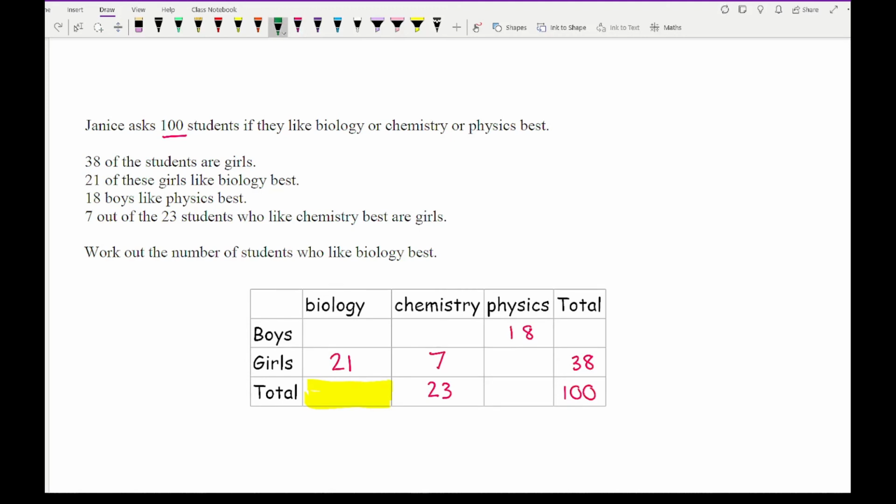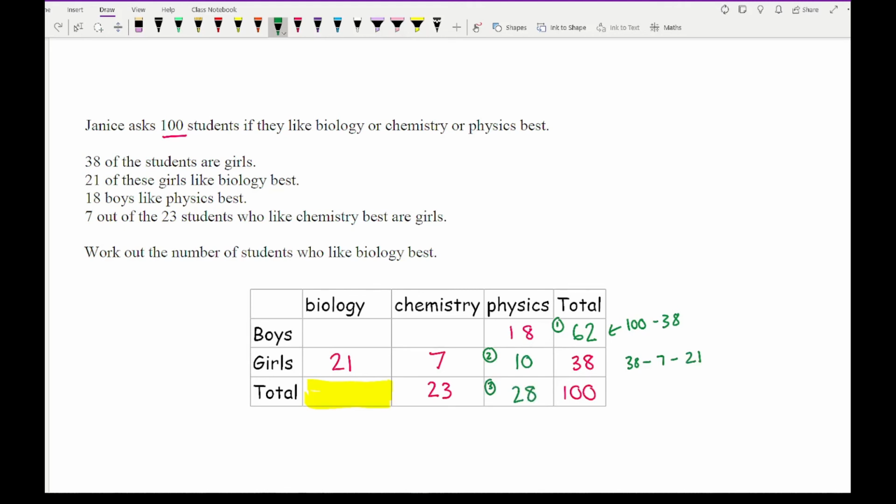So what we're now going to do is fill in the numbers that we know. I can work out this one here by doing 100 take away 38, which is 62. I can then work out the number of girls who liked physics by doing 38 minus 7 minus 21, and that's going to be 10. I can then work out how many students in total like physics, which is going to be 28.